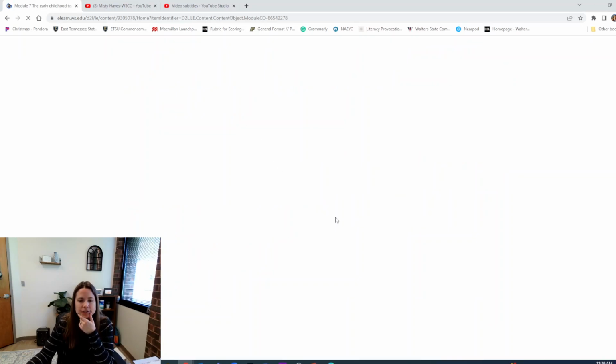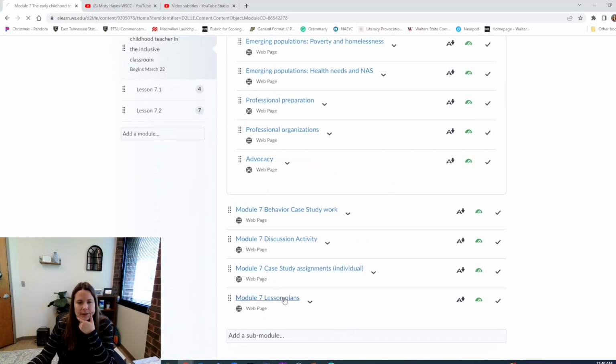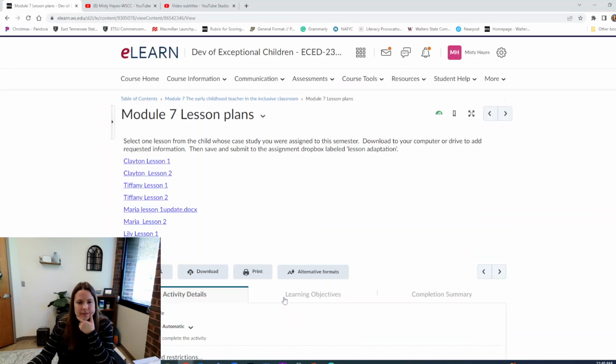It's the next section. So if you scroll down and you click on Module 7 lesson plans, you're going to see the lesson plans. I only want you to click one of these. So you're going to select one of them, okay? Then you are going to download it to your computer, and then you're going to save it because you're going to add to it. So you're like, well, what do I add?